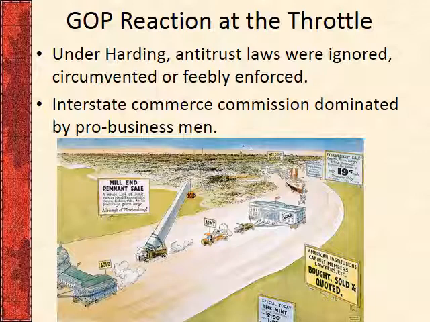Harding's administration is actually considered to be one of the most corrupt of all time. It's right up there with the Ulysses S. Grant administration as far as all of the scandals that happen. And you can see this is a political cartoon from the book that just shows how various parts of Washington, D.C. were sold.